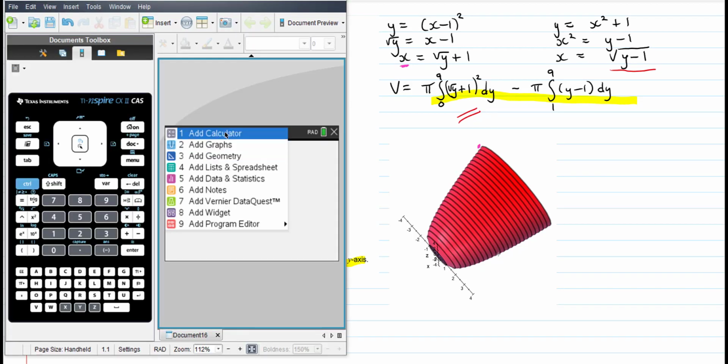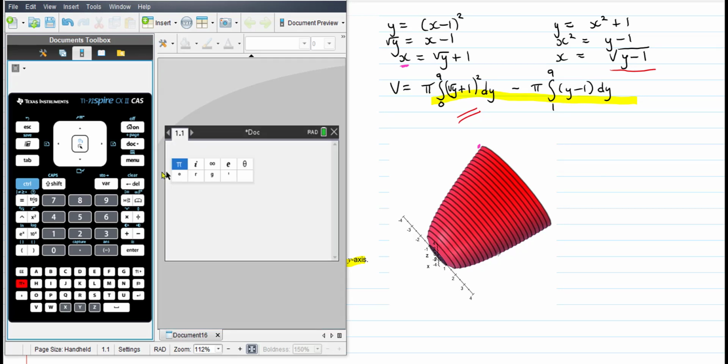Okay, so working this out, we're going to get pi times our integral, and the limits are 0 up to 9. We have bracket the square root of y plus 1, and this is all squared, and that integral is taken with respect to y. So we get 268.606, so that was the volume of our larger shape, and then just subtract the volume of the smaller shape.